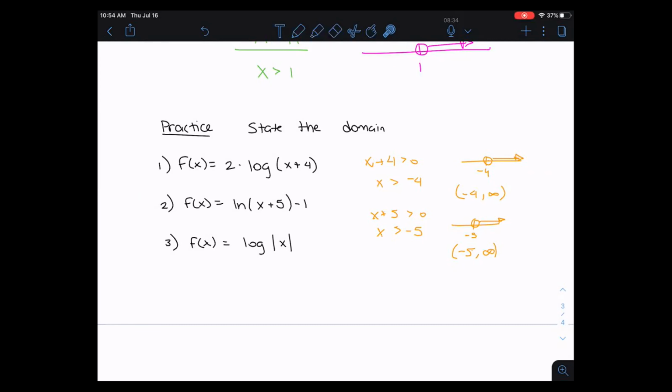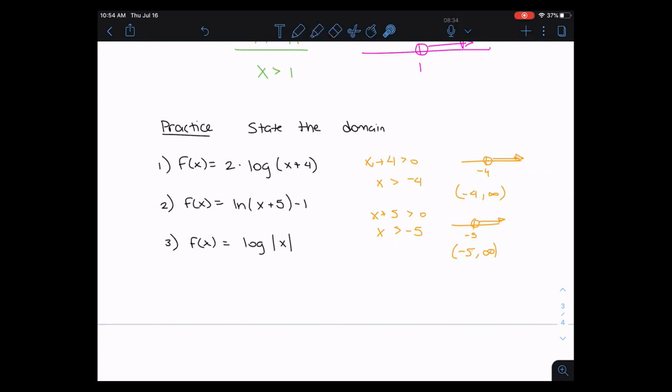Okay, now let's talk about the domain for this one. For the absolute value, the absolute value turns everything positive. I know some of you wrote that your interval for the third one was from -infinity to infinity, and others from -infinity to 0, and then from 0 to infinity. Those are all good questions, good answers.